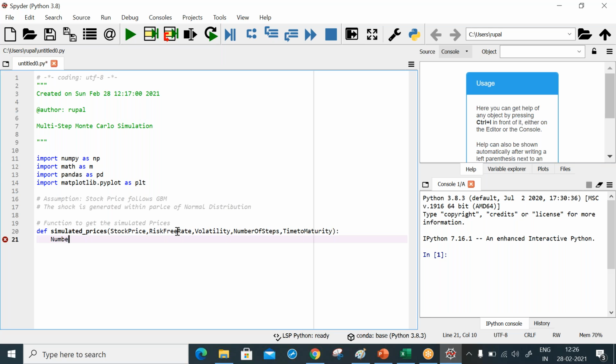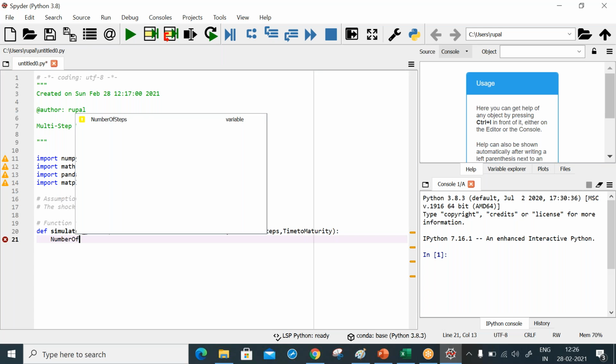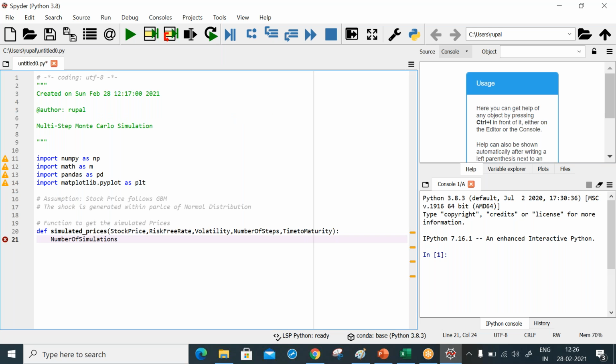Now, I have my number of simulations. I will take it as 1 as of now, just to see. We will get the result as yesterday. First of all, we will implement exactly what we did yesterday.